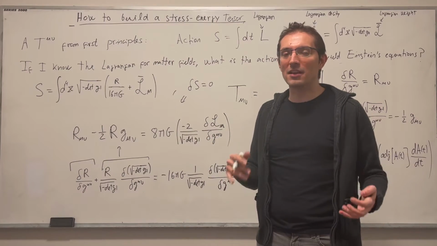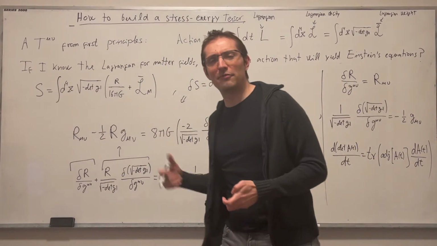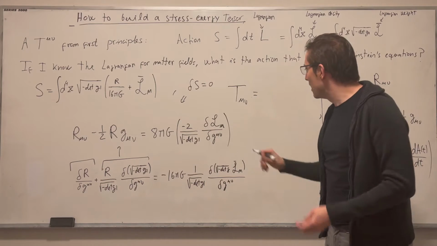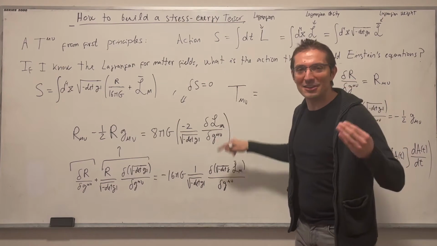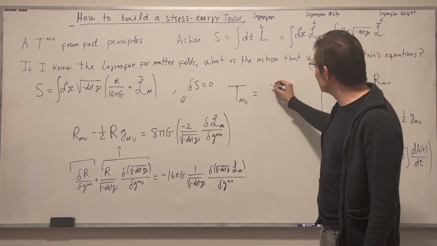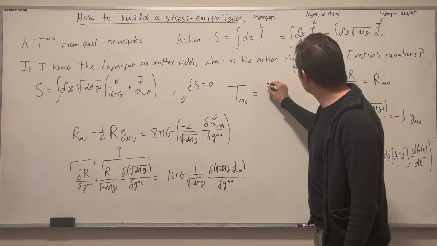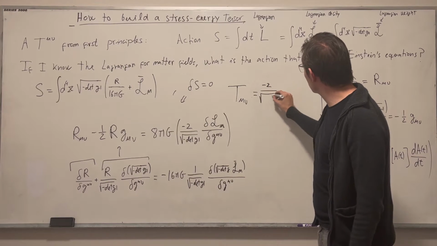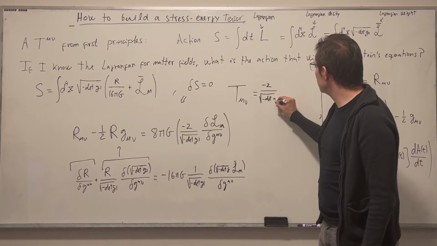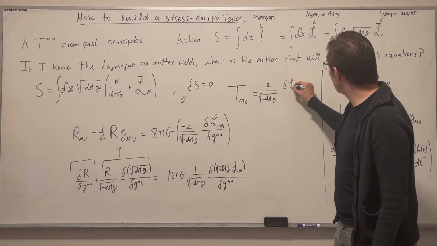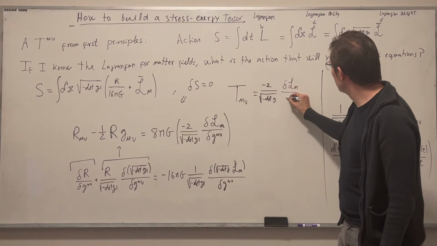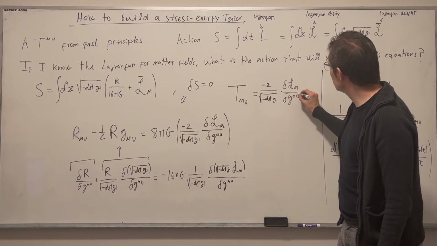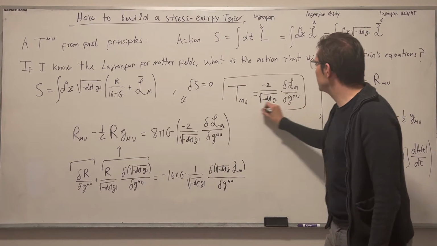If it were a scalar field, a scalar Lagrangian. We will do it with a free particle in the next step, but this would be the Lagrangian density of the matter fields. Then the stress energy density would be equal to minus 2 divided by the square root of minus the determinant of the metric, times the variation of the Lagrangian density of matter with respect to the inverse metric. And this is the stress energy density.